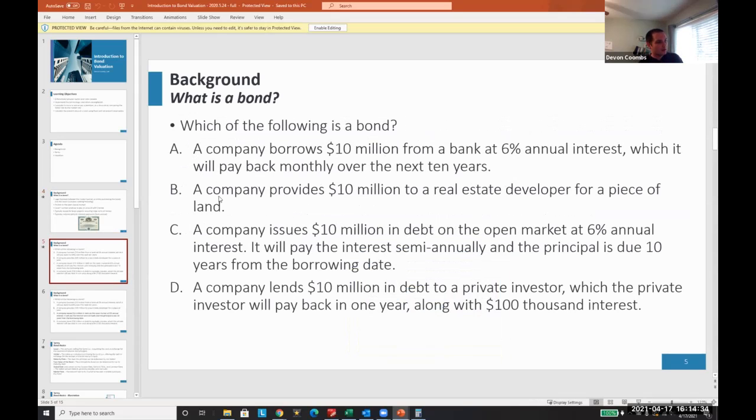So this is a class question. What is a bond here? Which of the following is a bond? A company can borrow 10 million. I can't read the questions today because my throat's dry, but I'll let you all just read through it and then answer.